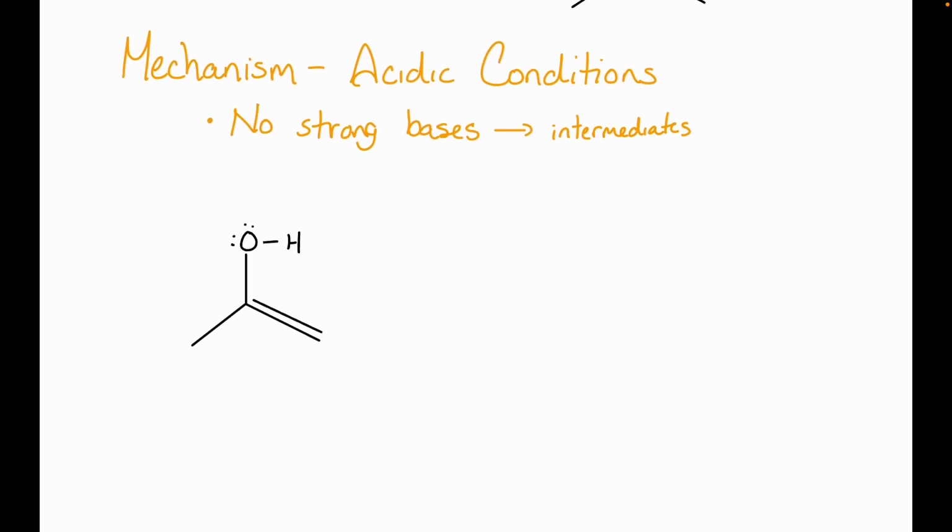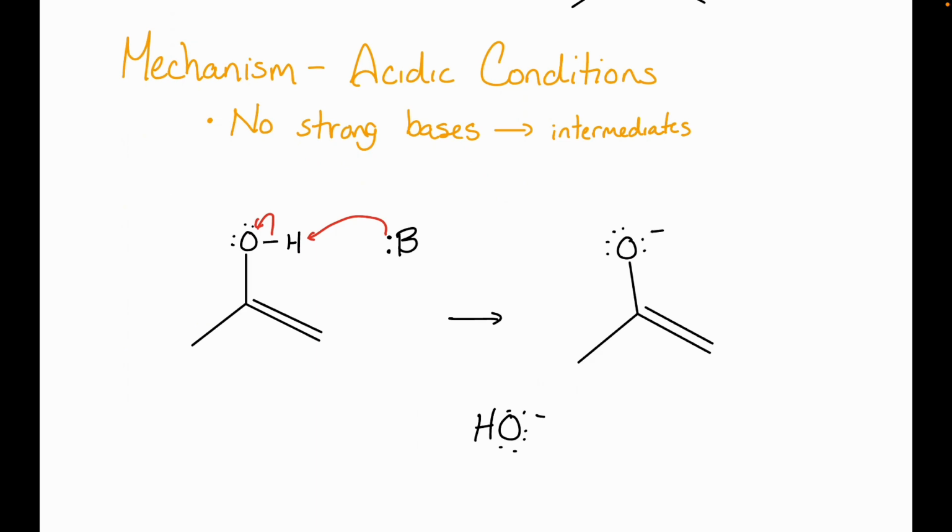But if this mechanism takes place under acidic conditions, importantly, I can't just have something come along and grab that hydrogen, because then my intermediate will look like this. What's wrong with that oxygen with the negative charge on it? What do we know about oxygens with negative charges, like, for example, hydroxide? They're strong bases. So this thing cannot be one of our intermediates because it is a strong base.